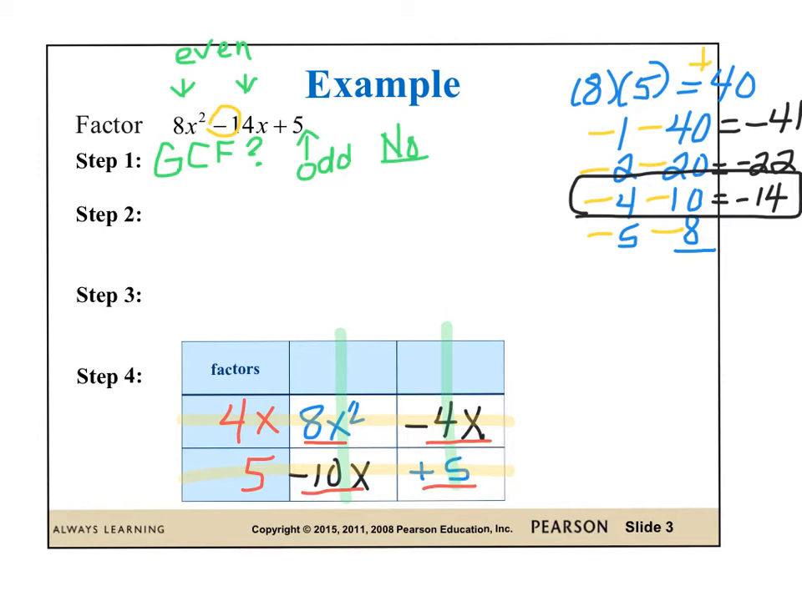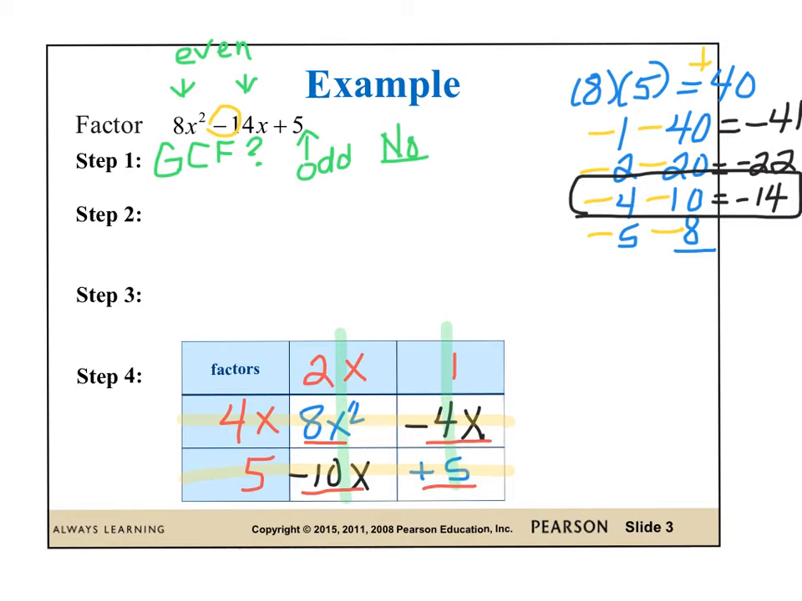So now we'll go to looking at the columns, and in our first column, 8 and 10 are both even, so they're both divisible by 2. And both contain an x, so x is in common to both of those. The greatest common factor between 4 and 5 is just 1, because 4 is even and 5 is odd. And so now we need to look at the signs, which we'll do by checking our products.